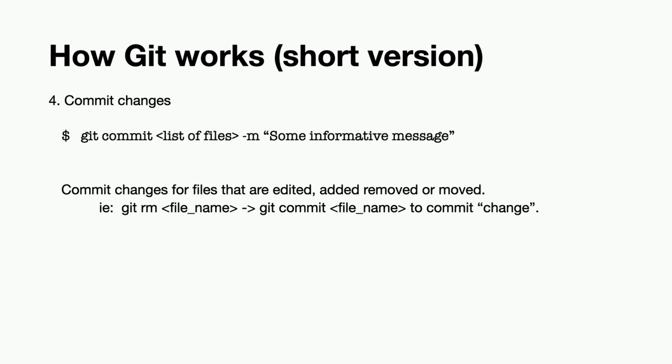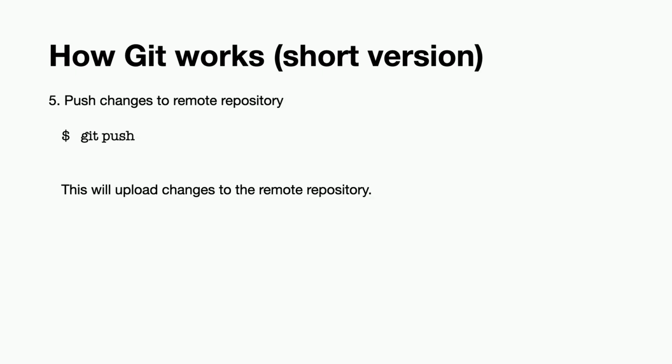You also need to commit all the changes for added or removed files as well. So if you remove a file with the git rm command, you need to commit that file to have the change staged. And finally, you need to push changes to your remote repository with the git push command, and this will upload all the changes to the remote repository.